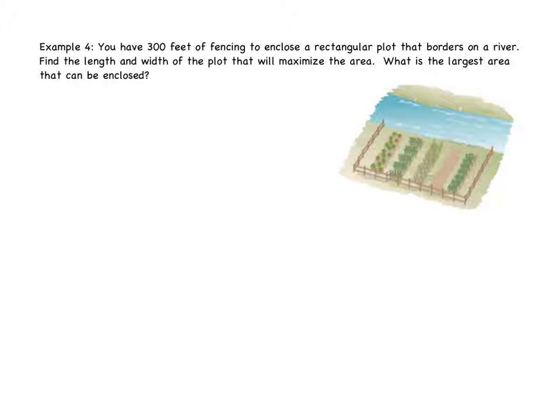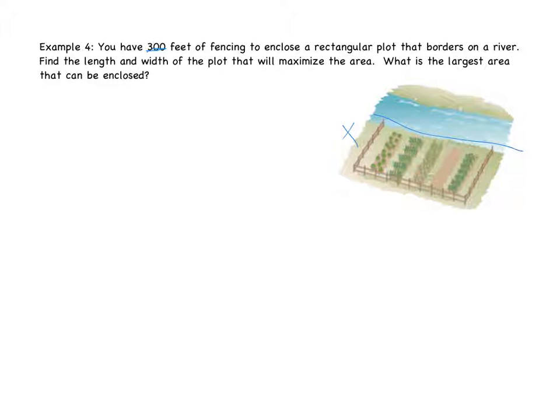All right, last problem is a word problem with some fencing. You have 300 feet of fencing to enclose a rectangular plot that borders a river. Find the length and width of the plot that will maximize the area. So what is the largest area that can be enclosed? Well, we only have 300 feet of fencing to use. We're only going to fence 3 sides. The river side here I don't need to worry about.